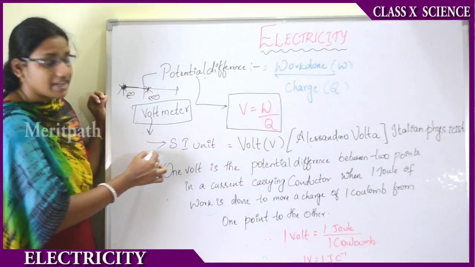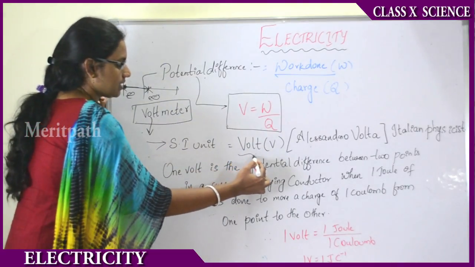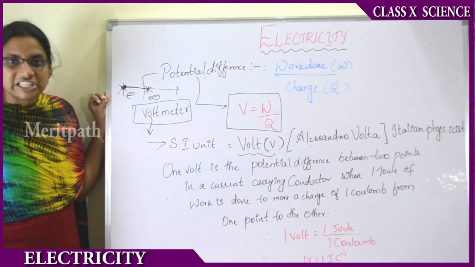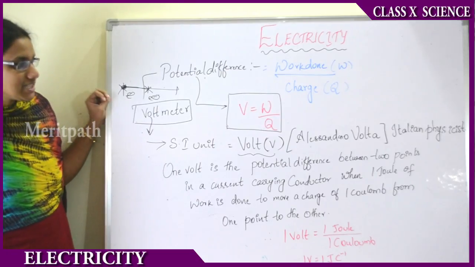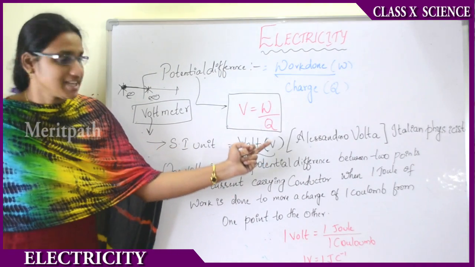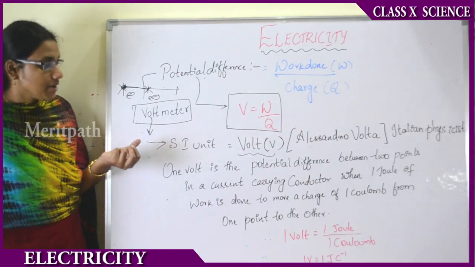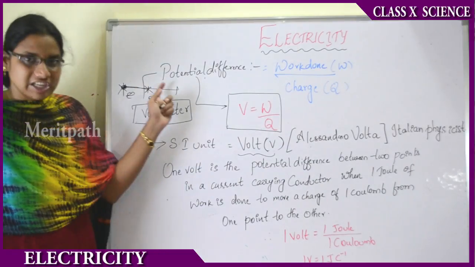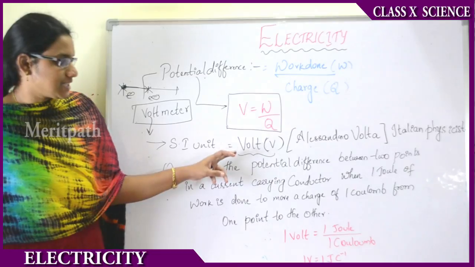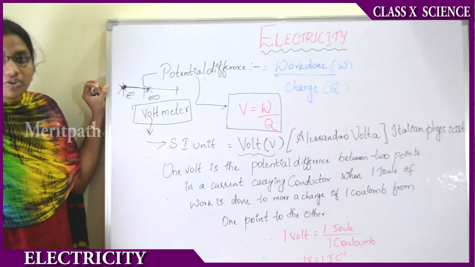Now let us see the SI unit of potential difference, that is volt. The symbolic representation is V, and this is the SI unit of potential difference. The scientist Alessandro Volta, an Italian physicist, discovered or identified the unit of measurement of potential difference. Because of this scientist's name, Alessandro Volta, the name volt is given for this. Now let us see the definition of 1 volt.